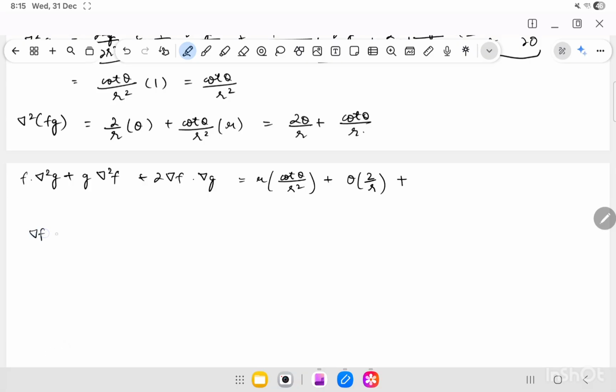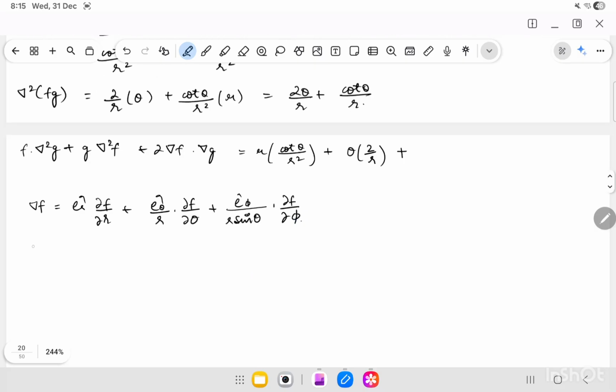So del f is given by e r cap del f by del r plus e theta cap by r times del f by del theta plus e phi cap by r sin theta times del f by del phi. And here the e i's are basically the directions. So if I plug in the value of f here, that is r, it will be equal to e r cap, and the other terms will reduce to 0. Likewise, if I evaluate del g, that will be equal to e theta cap divided by r.